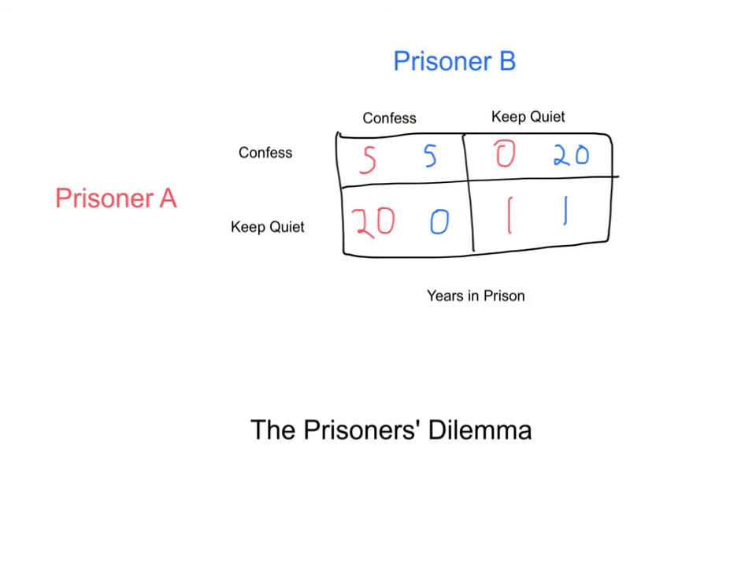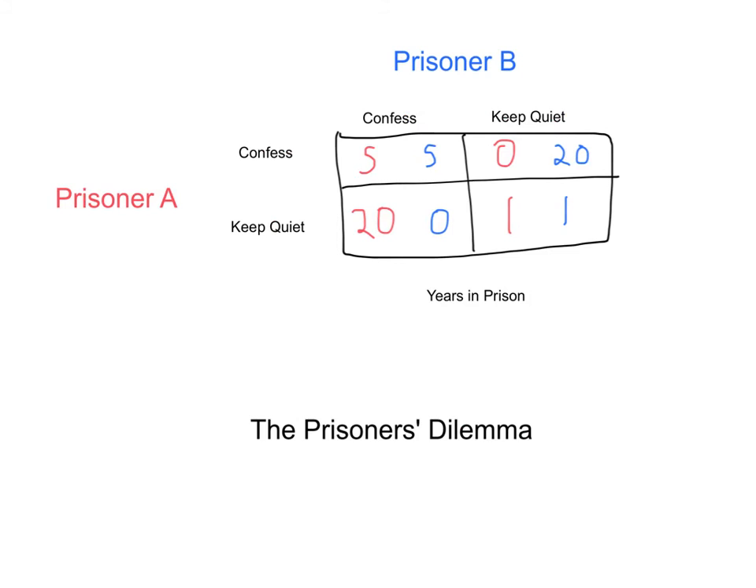If prisoner B keeps quiet, but prisoner A confesses, prisoner B will go to prison for 20 years, and prisoner A will not go to prison at all. If prisoner B confesses and prisoner A keeps quiet, prisoner B won't go to prison, but prisoner A will go for 20 years. Once again, this is not a zero-sum game, right? And the clearly efficient outcome for prisoner A and prisoner B together is to both keep quiet.